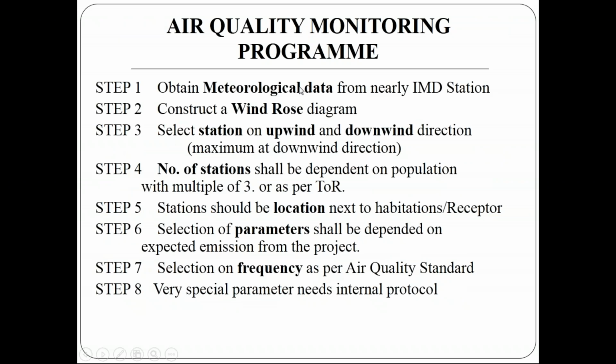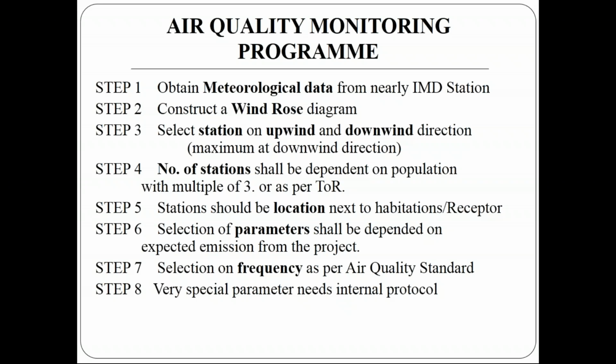These are the steps. Eight steps are there for monitoring. First, we have to obtain the meteorological data from the nearby IMD station, Indian Meteorological Department. After getting this micrometeorological data, like wind rose, we have to immediately put the data in an Excel sheet, and then import it into WRPLOT or some other software which we have, and after that we have to construct the wind rose diagram.